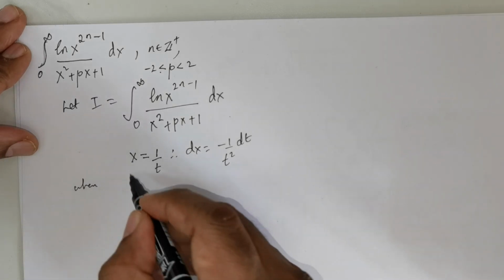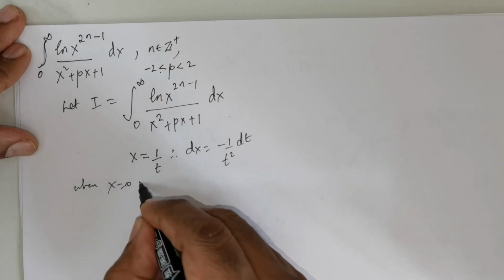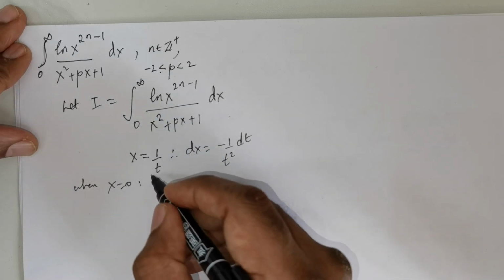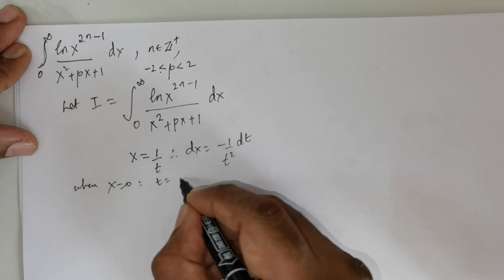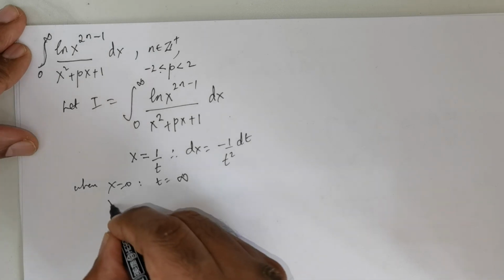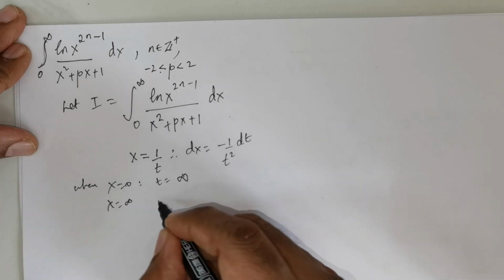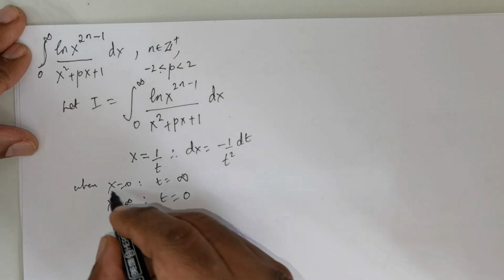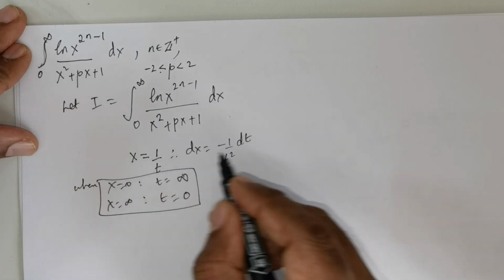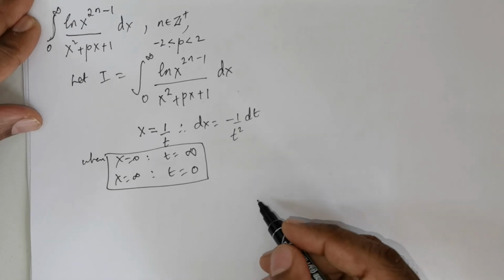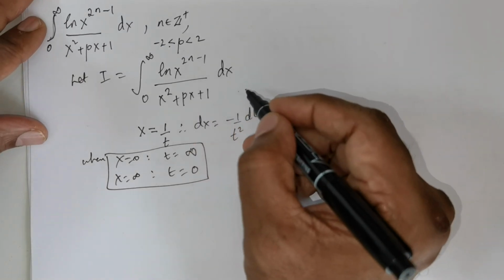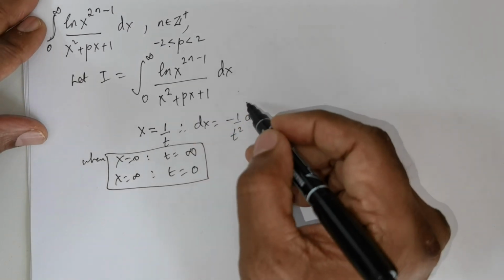Now I need to set up the limits. When x is equal to 0, t will be equal to infinity. When x is equal to infinity, the value of t is equal to 0. So this is important. Having got all of this, let me move on to the integral.